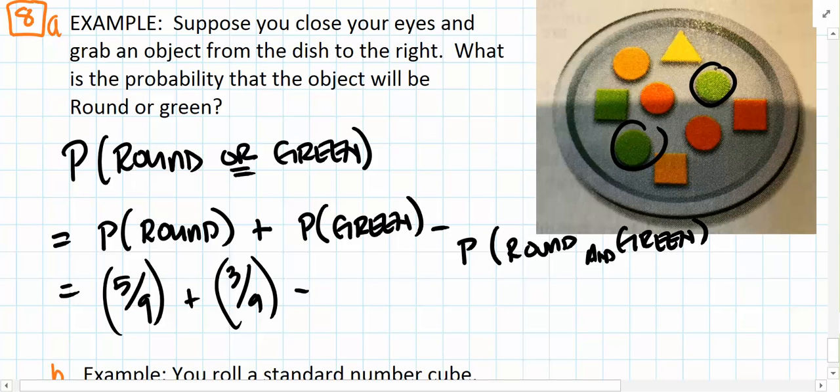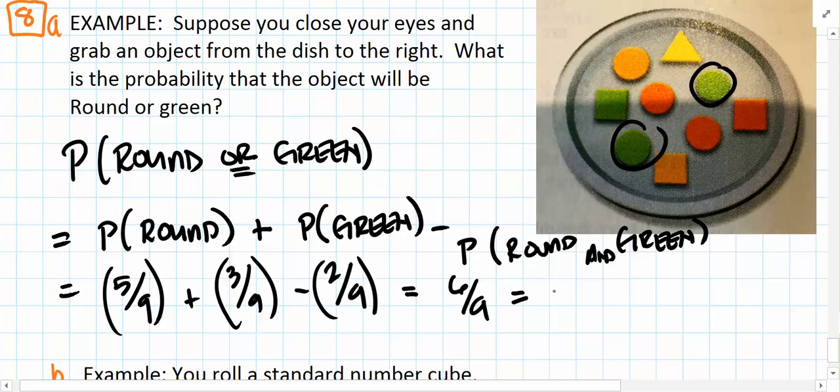Now I need to compute all this. My common denominator is all there. So 5 and 3 is 8, 8 minus 2 is 6. I'm getting 6 out of 9. What would that be? There you go.